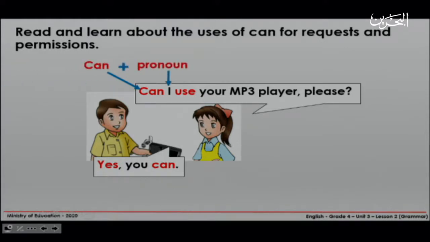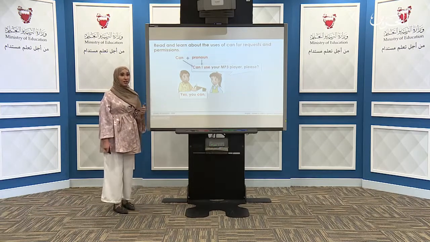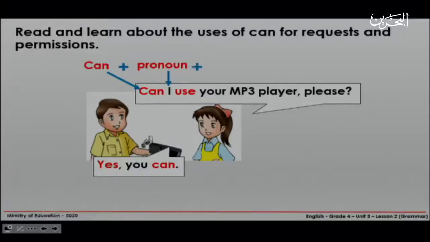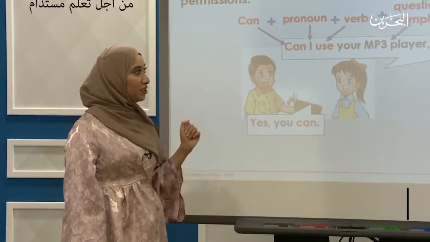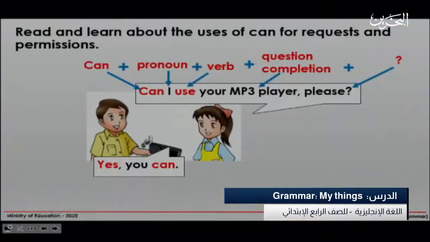Then we add a pronoun. Here we have I, or you can add the other pronouns like she, it, we. And then we have a verb. Here we have use. Then we have the completion of the question, and finally we must add a question mark.